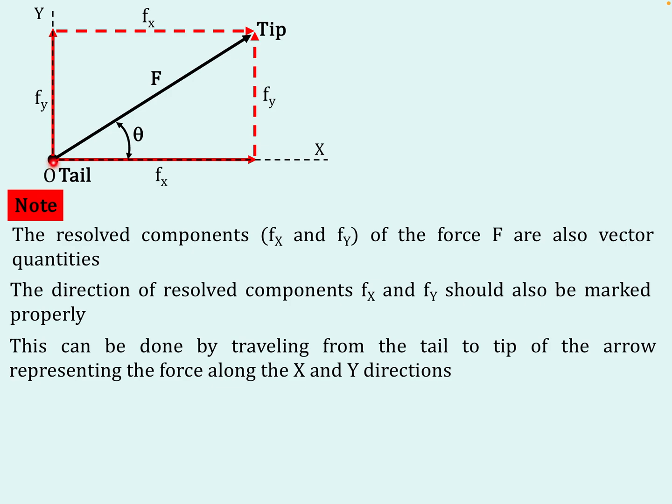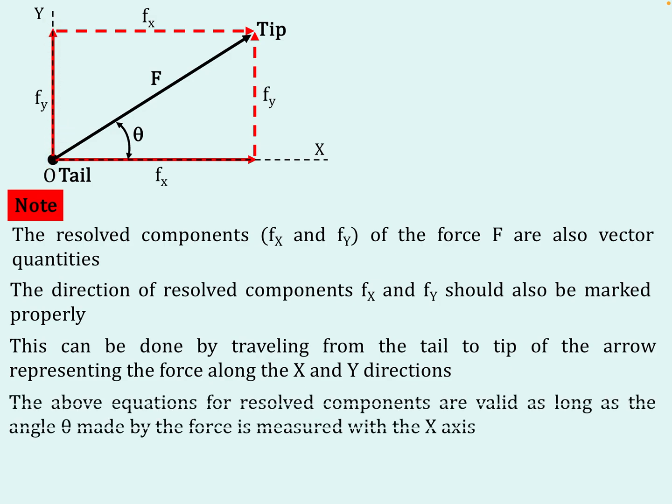So when you start here, if you think of first traveling along x direction, definitely you have to travel to the right, so this Fx component is acting to the right. After coming here, to reach the tip, you have to invariably go upward. That means the y component will be upward here. So this method can be followed to get the directions of the resolved components. Normally we also assign a sign convention to the directions. If the x component is to the right, we call it positive. If the x component is to the left, we call it negative. Similarly, if the y component is upward, we call it positive, and if the y component is downward, it is negative.